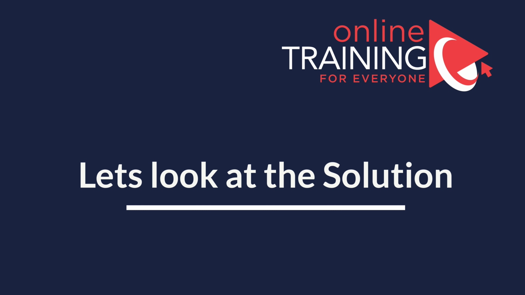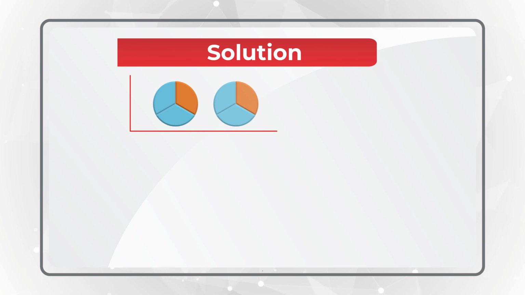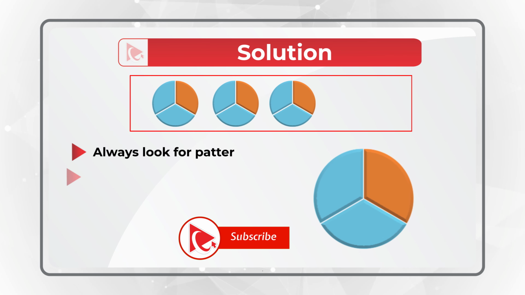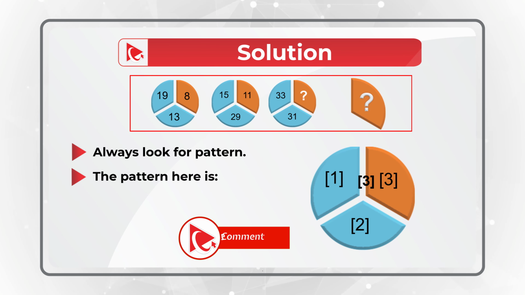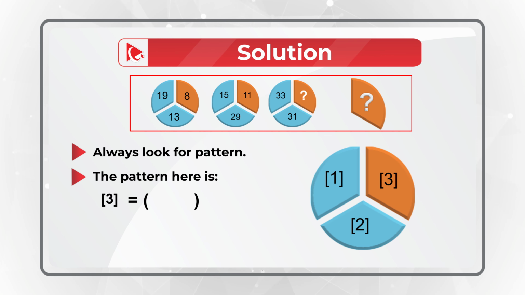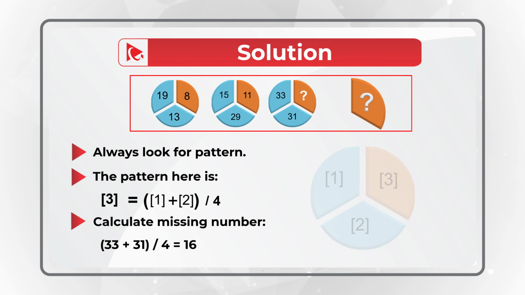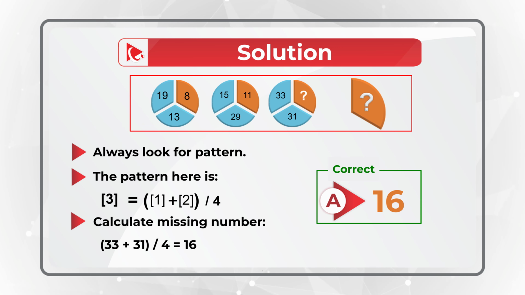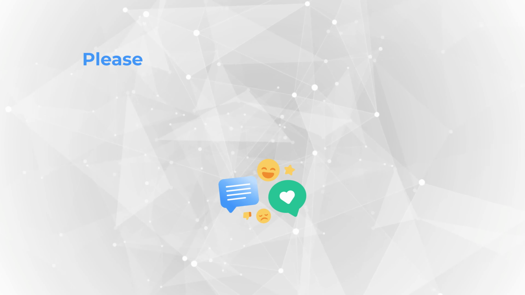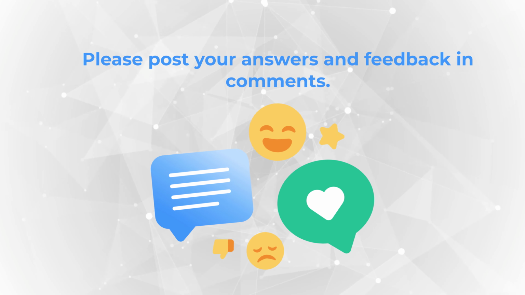You're probably tired hearing this, and I'm tired repeating it, but you need to always look for patterns to solve these types of problems. And the pattern here is that section 3 of the circle is calculated as sections 1 plus 2 divided by 4. So to calculate the missing number, you need to add 33 plus 31 and then divide the sum by 4, and you will get to the result, which would be 16. Hopefully you've enjoyed this tricky question and now know how to answer similar problems on the test.